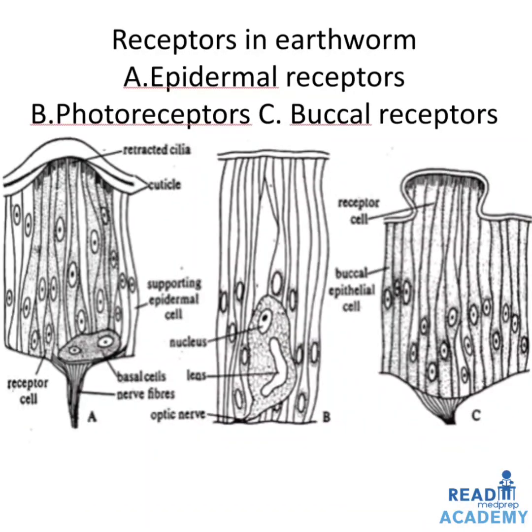Here you can see the receptors in the earthworm. On the left side, A is the epidermal receptors, B is the photoreceptors, and C is the buccal receptors.